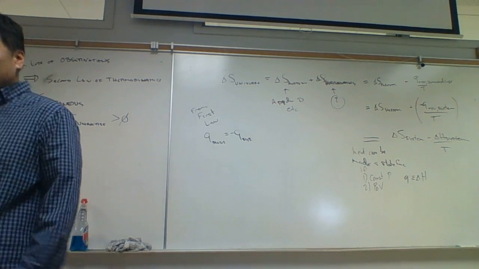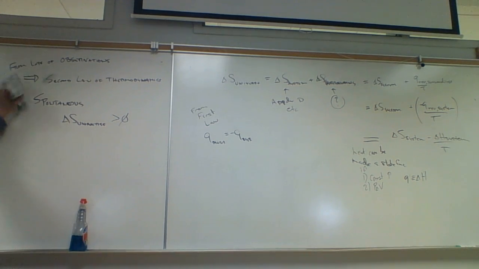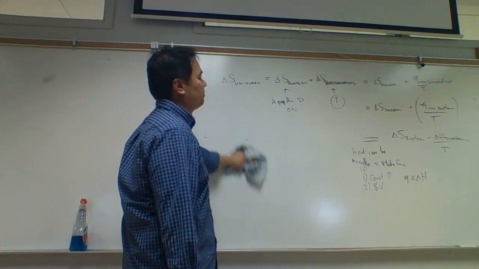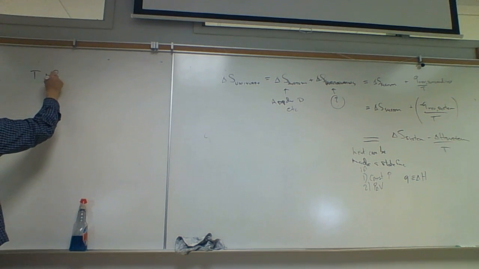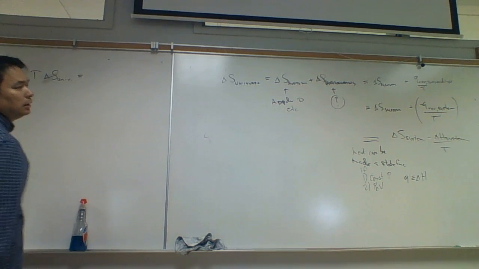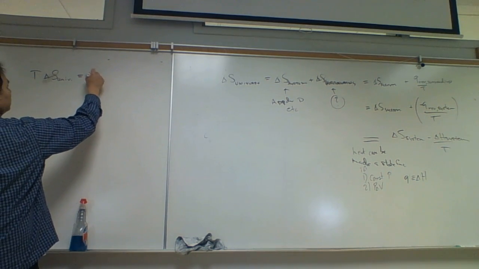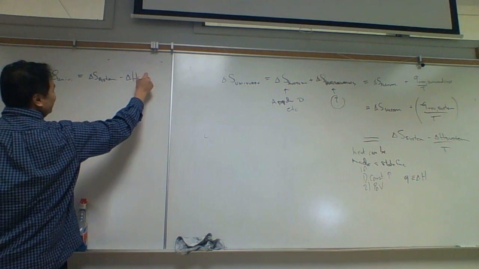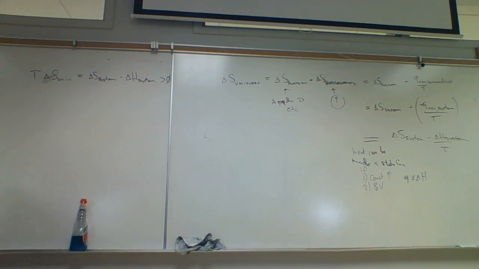Now this is getting better, because how many different ways are there to calculate delta H of the system? A lot. So delta H of the system is an easy calculation. And we're going to do a little bit of simplifying here. T delta S of the universe is equal to, let's do it this way, delta S of the system minus delta H of the system. And so this has to be greater than 0 for the entropy of the universe to increase.